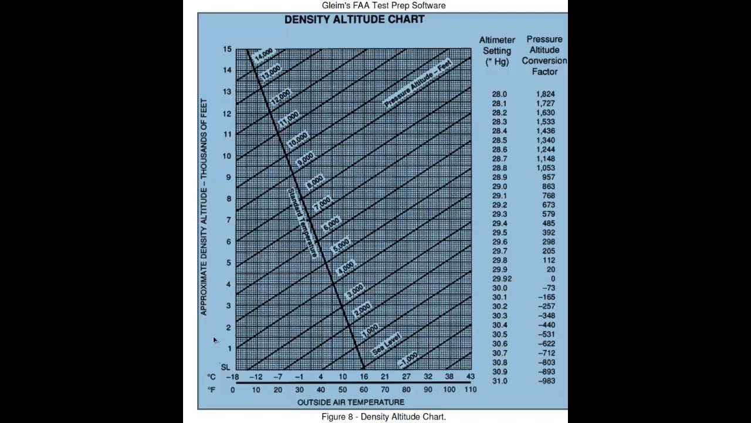So even though our airport elevation is 3,894 feet above sea level, the airplane will perform as if it were only 2,000 feet above sea level. And that makes sense, doesn't it? Our pressure altitude is higher than standard, and our temperature is colder than standard.